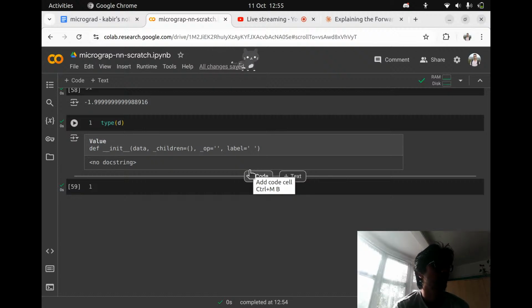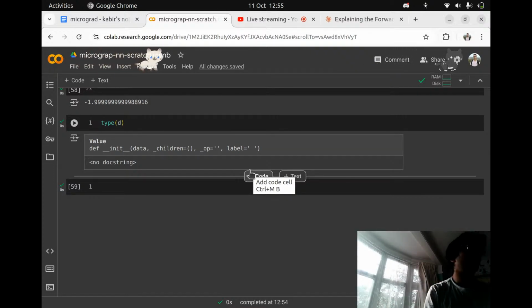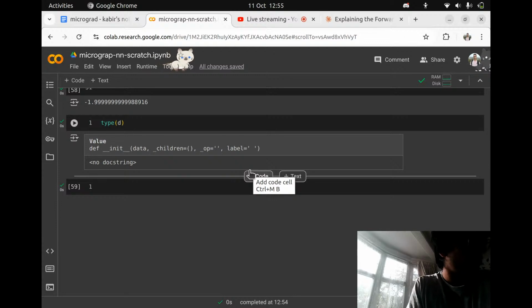Now, biologically, neurons are very complicated devices, but we have very simple mathematical models of them. And so this is a very simple mathematical model of a neuron. You have some inputs, x's, and then you have these synapses that have weights on them. So the W's are weights.